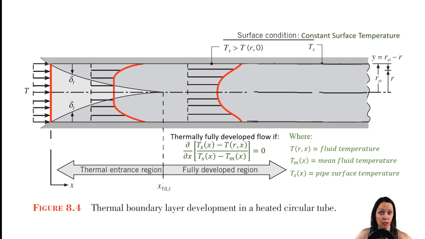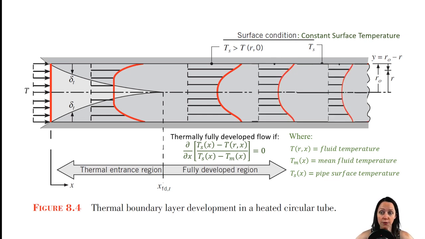So you'd expect the fluid temperature to come closer and closer to that surface temperature as the fluid flows along. So the temperature profile is going to change as we move down the length of the pipe, and the mean temperature of the fluid is going to increase.